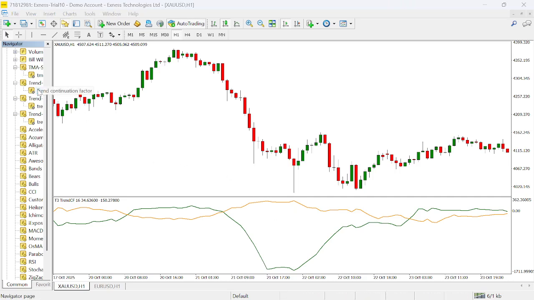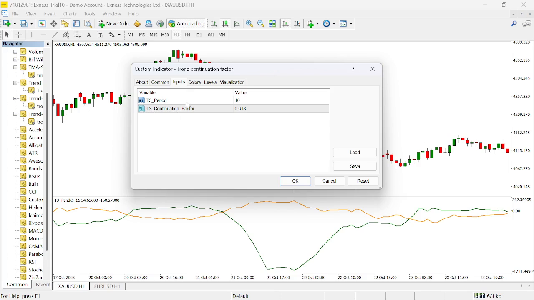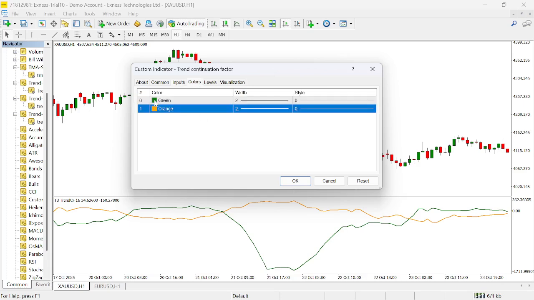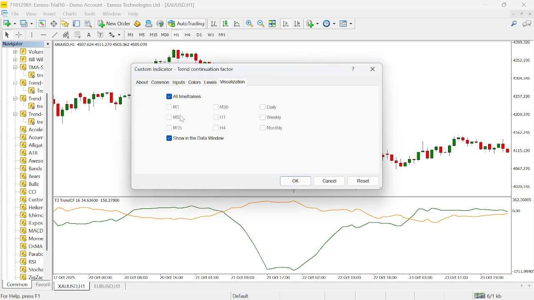As for the settings, let's take a look at what we have. The input settings here, we can adjust the T3 period and the T3 continuation factor as well. You can also choose your preferred colors and time frames as well. As you can see over here, you can choose whatever time frame you're most comfortable with.